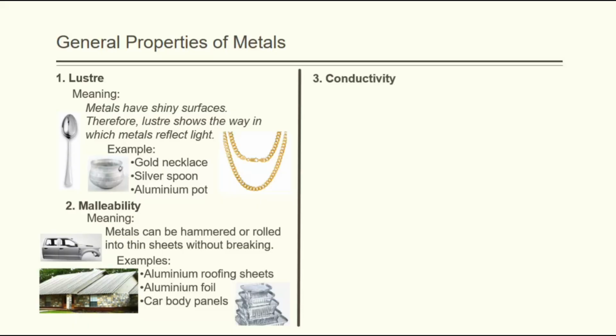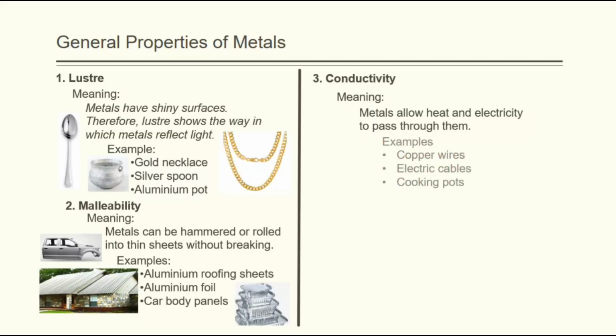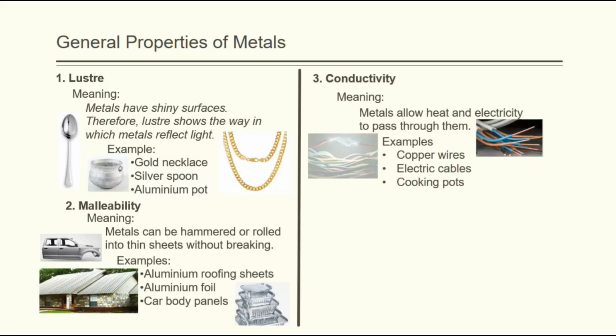Conductivity. Conductivity means metals allow heat and electricity to pass through them. Examples of such metals are copper wires, electric cables, as well as cooking pots.